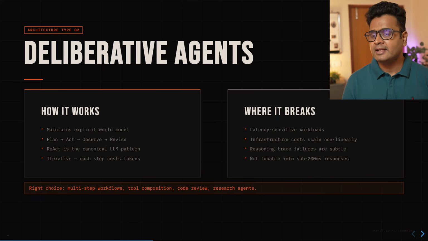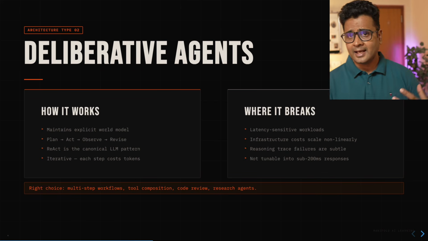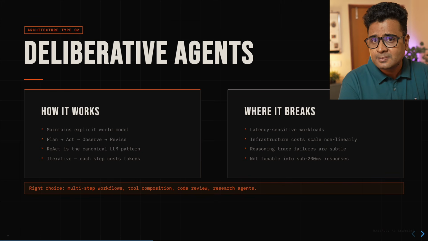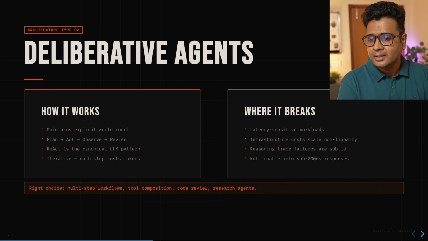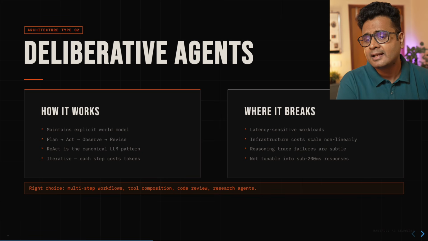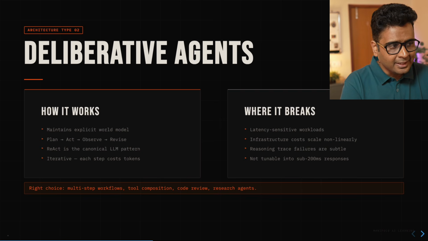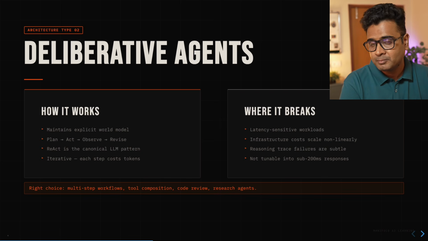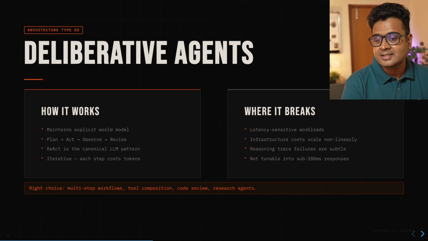Then we have the deliberative agent. Deliberative agents maintain an explicit internal model of the world and use that model to plan before acting. The ReAct pattern, reasoning plus action, is the most common instantiation of an LLM agent. The agent builds a chain of thought, maybe decomposes a goal into subgoals, selects a tool, executes, observes, and revises. That planning loop is the feature.